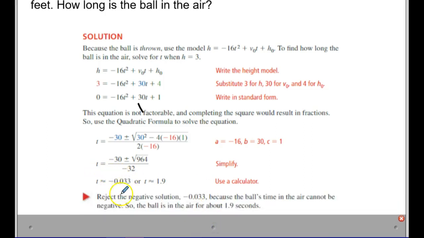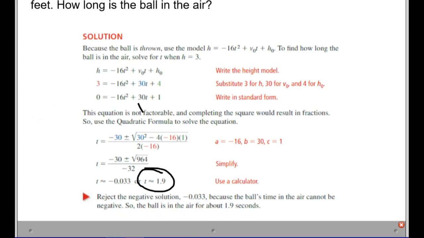So I see I have a negative solution here. This does not make sense because we're talking about time and I can't have negative time. So my solution would be this 1.9 seconds. That's how long the ball is in the air before it hits the juggler's hand again.